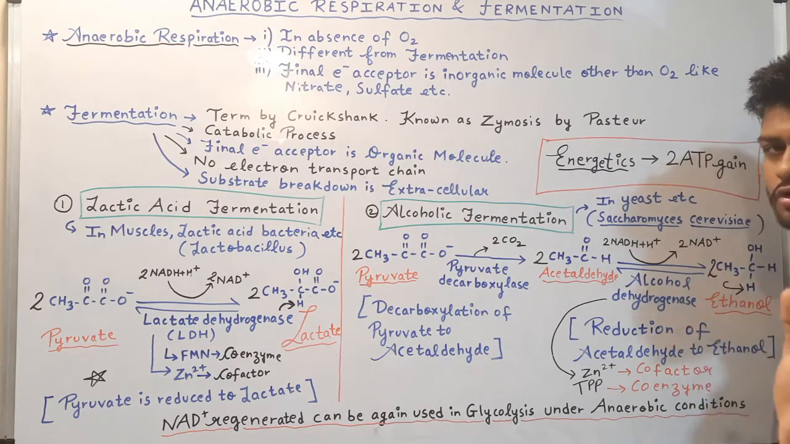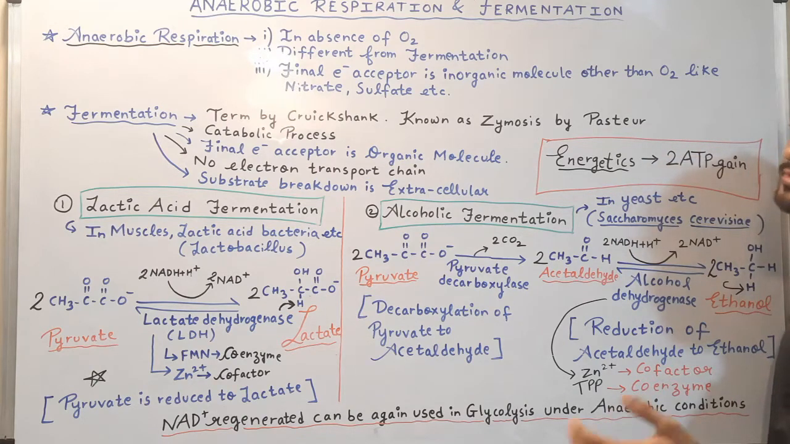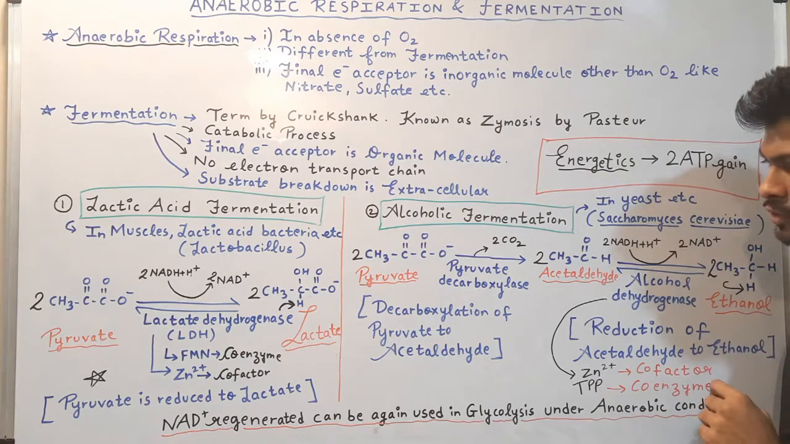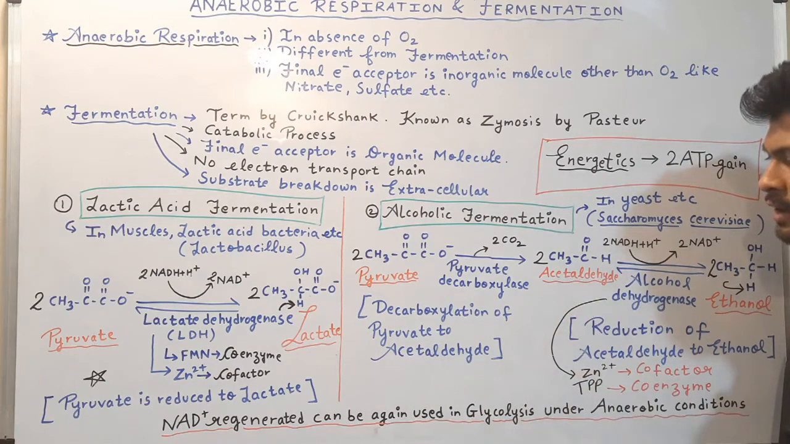So if you are a new student, you can watch all the previous videos to grasp the concepts more clearly. Here, 2 molecules of pyruvate are getting converted into 2 molecules of acetaldehyde. Since 2 molecules of pyruvate are involved, 2 molecules of carbon dioxide will be released.